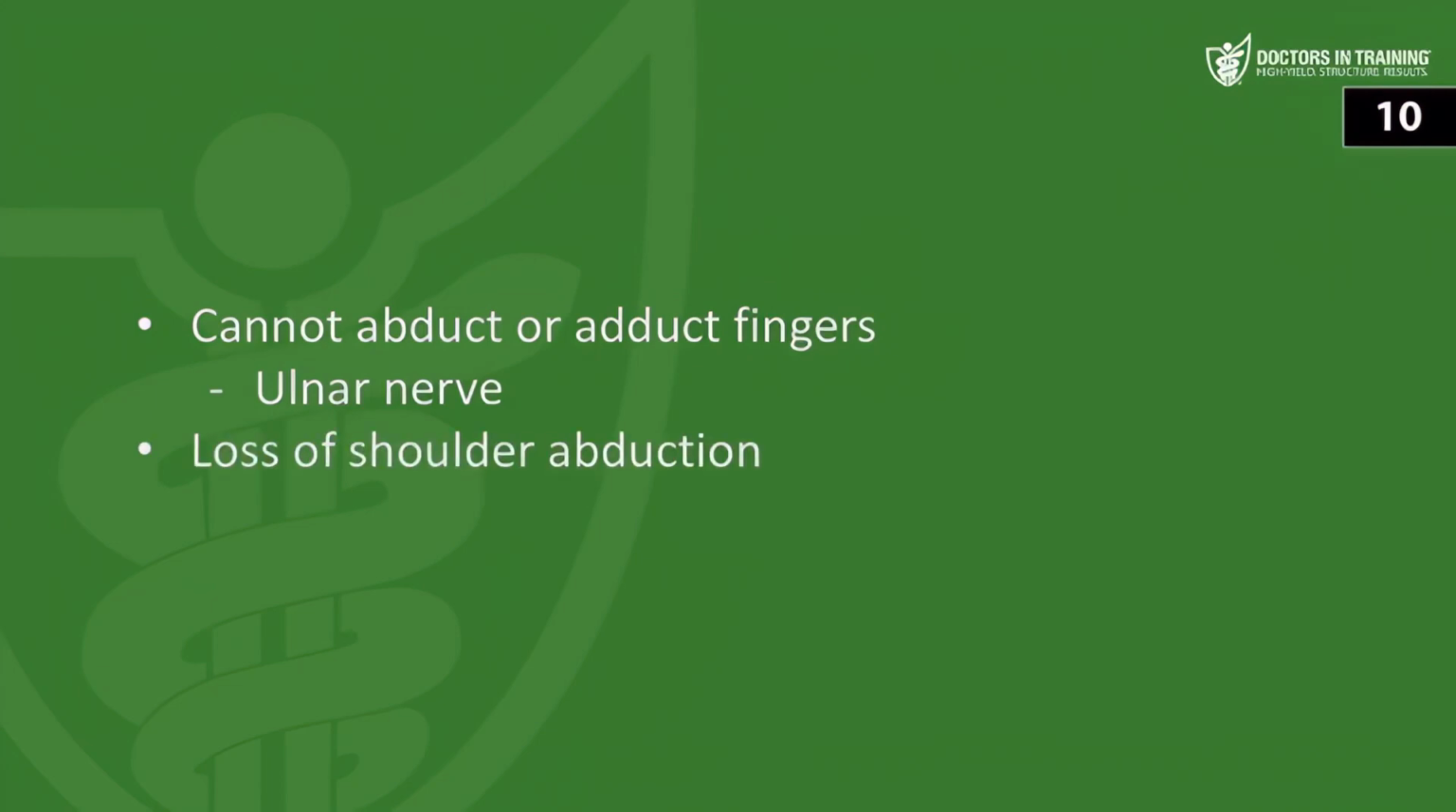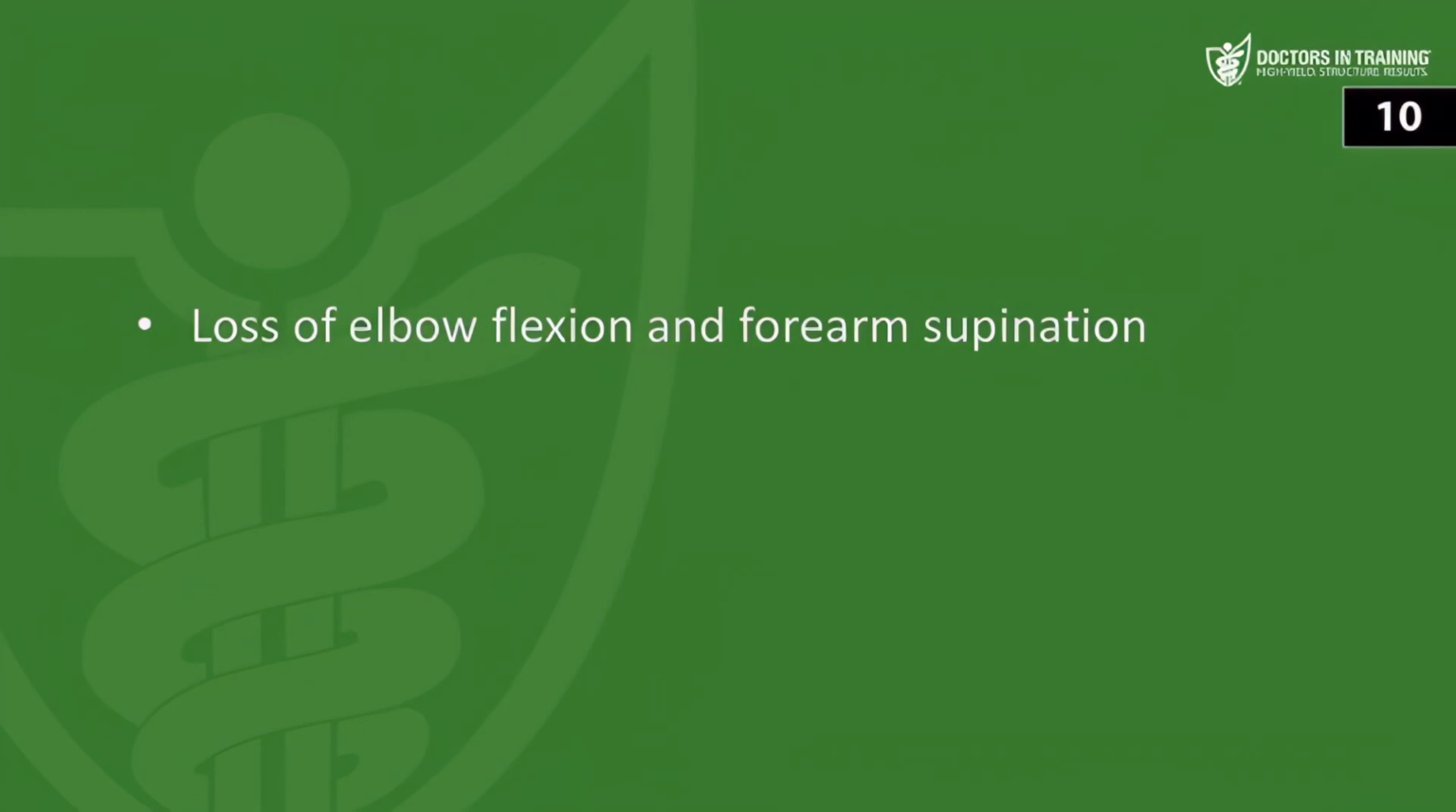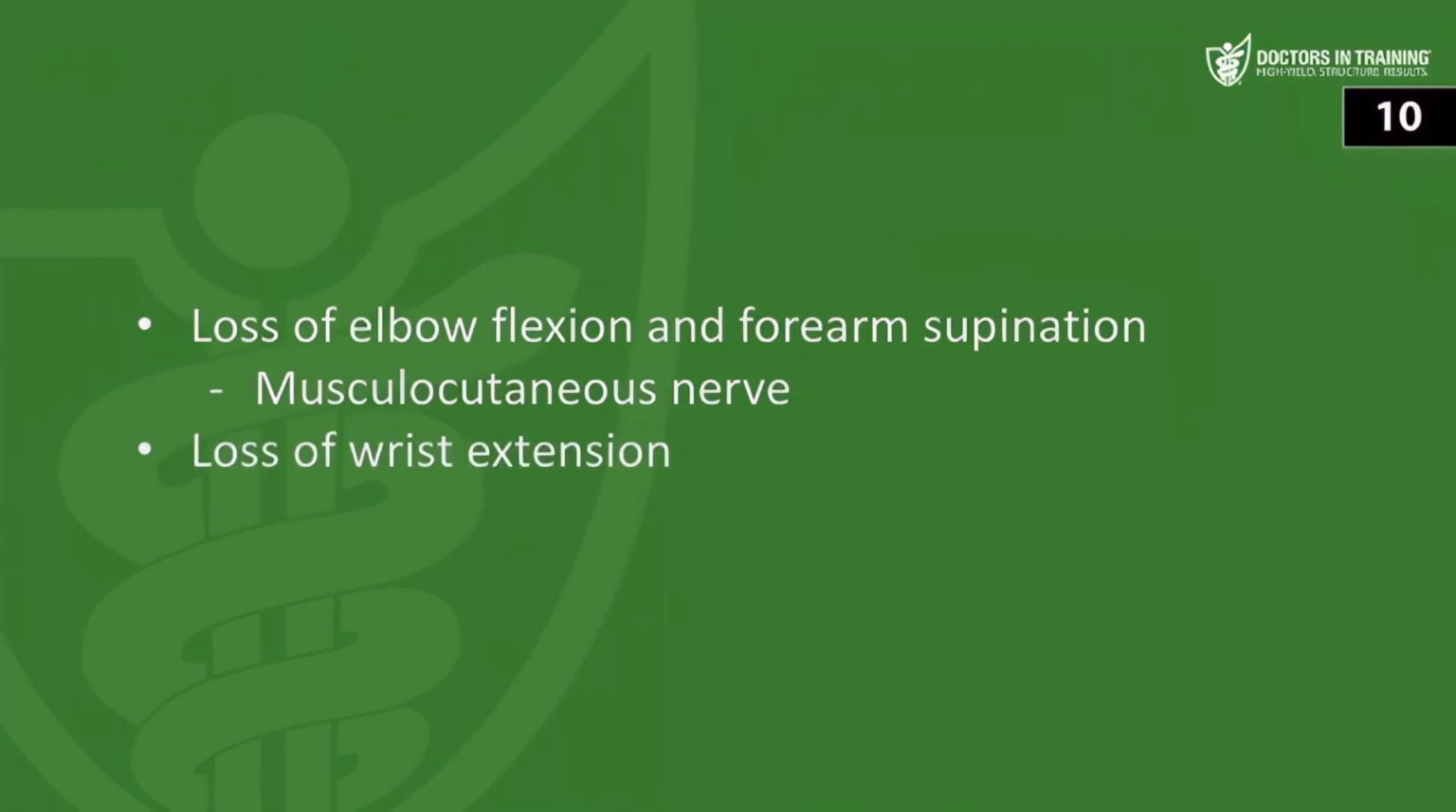Loss of shoulder abduction. That's the axillary nerve, as well as the suprascapular, accessory, and long thoracic. Next, we have loss of elbow flexion and forearm supination. That's going to be musculocutaneous. And then finally here, loss of wrist extension. That's going to be radial nerve.